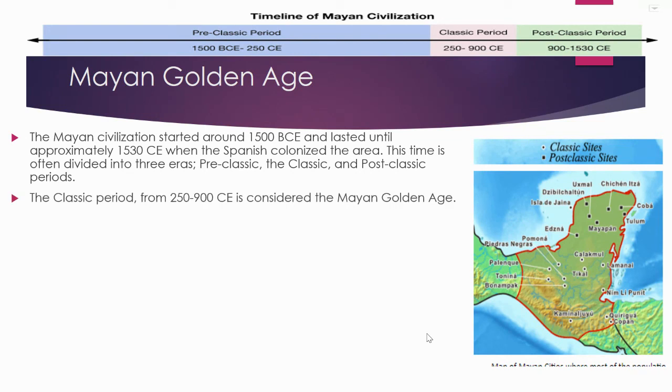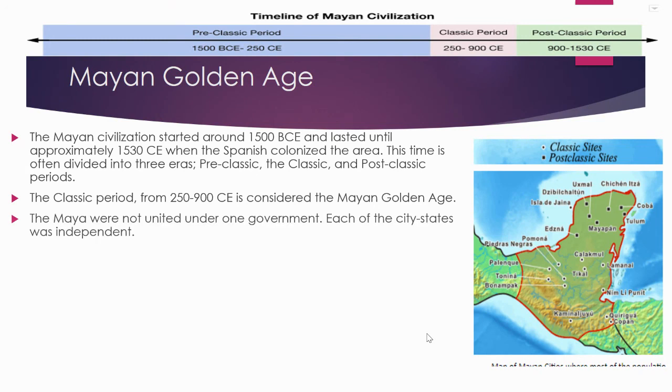The classical period, from about 250 CE to 900 CE, so 250 years after the year zero to 900 years after the year zero, is considered the Mayan Golden Age, really the height of the Mayan civilization, their peak. The Maya were not united under one government. If you take a look over here on the right, you can see a bunch of different sites of Mayan civilization. These were city-states, meaning that they were run independently, but they would pay tribute to a larger Mayan government. So it was like a loose confederation making up this empire.